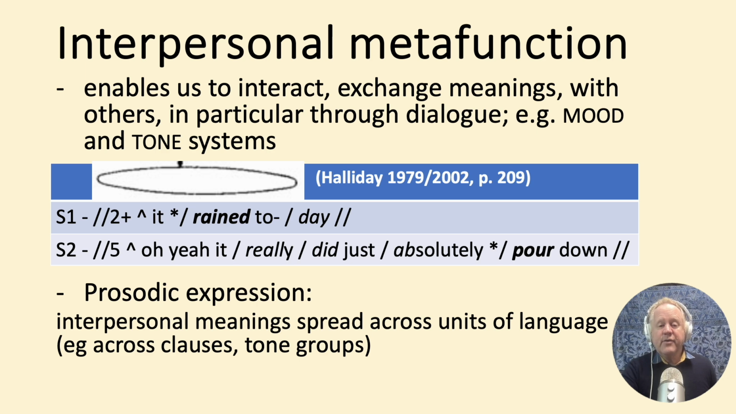Thirdly, note how in the pre-tonic salient syllables in the reply, before the tone 5 tonic begins on pour, one can already hear the speaker gearing up for the tone 5 rise-fall contour. Oh yeah, it really did just absolutely pour down. This is another example of the prosodic expression of interpersonal choices spreading across the units where they occur, in this case throughout the pre-tonic as well as in the tone itself.